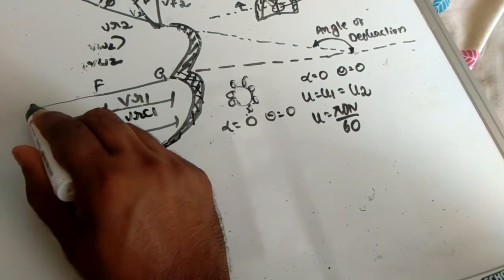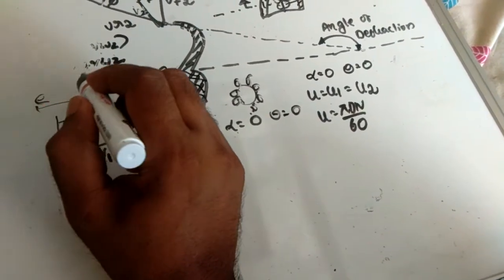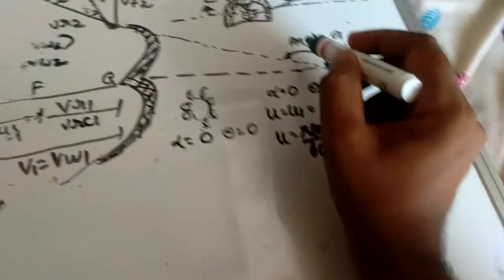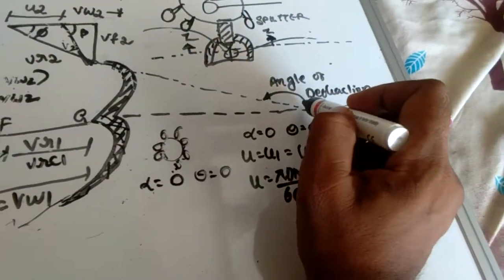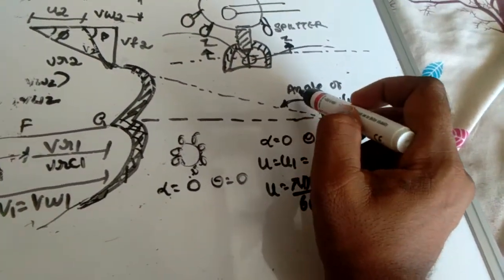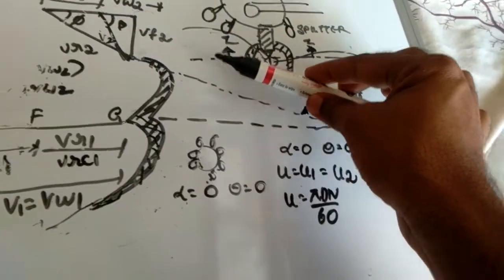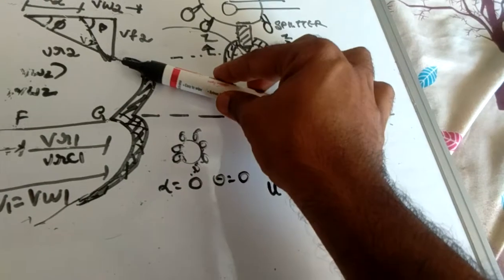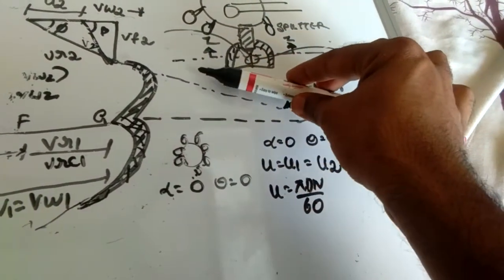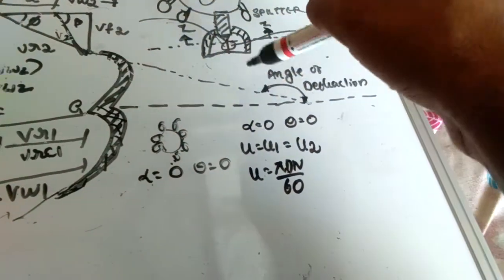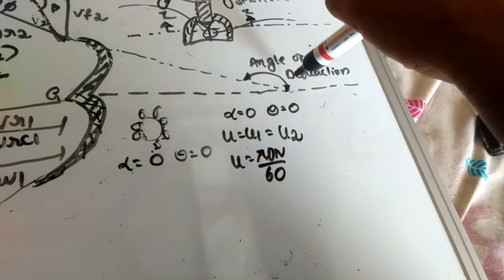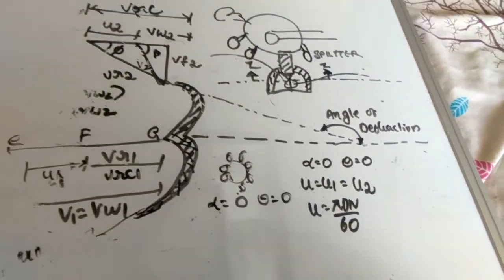U1. So it becomes the tangent and it becomes an angle, that is called the angle of deflection. So the angle by which the fluid is deflected is the angle of deflection. The mass flow rate or fluid is traveling, and how much angle it is deflected, that is called the angle of deflection.